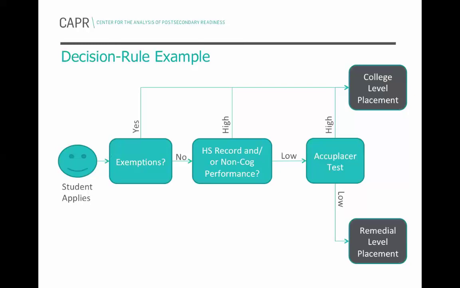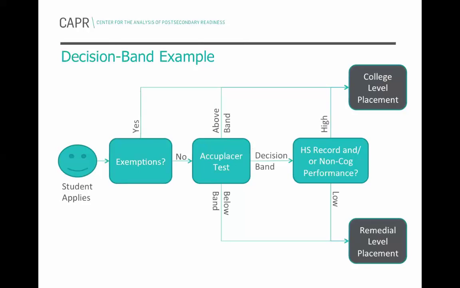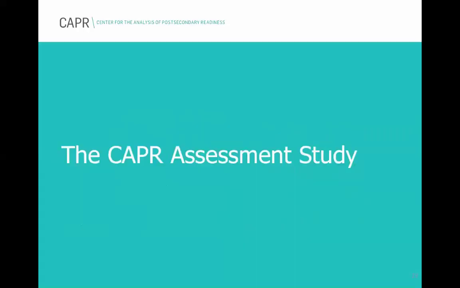It could be the student is tested first, and if they place at a certain point, their high school record is looked at. This is the decision band, which could be considered a form of decision rules, but it's basically just saying that there's a certain band within which additional information will be considered. So any questions about some of those ways of combining data?